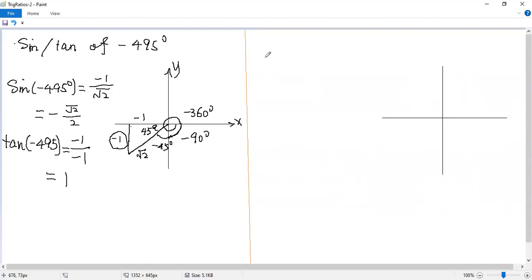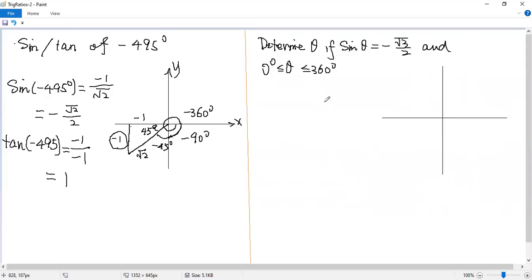Finally, let's look at a situation. We are given a trigonometric ratio. We need to figure out the measure of the angle. So determine angle theta if sine theta equals negative square root of 3 over 2, and theta is between 0 degree and 360 degree.